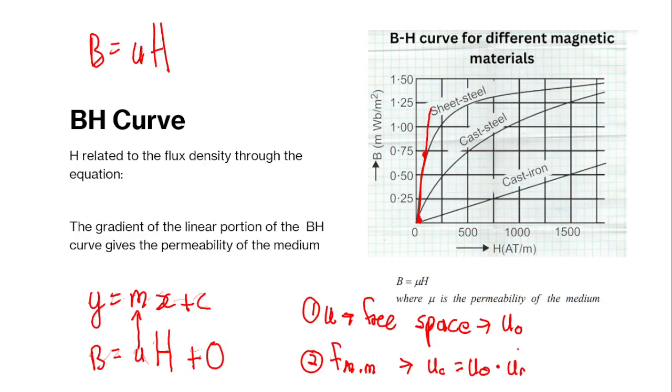Sometimes they would not give you a mu r, but you have to make sure it says a non-ferromagnetic material. If you don't get mu r, you can assume that non-ferromagnetic materials have no mu r. So just read the question properly and don't fall for the tricks.